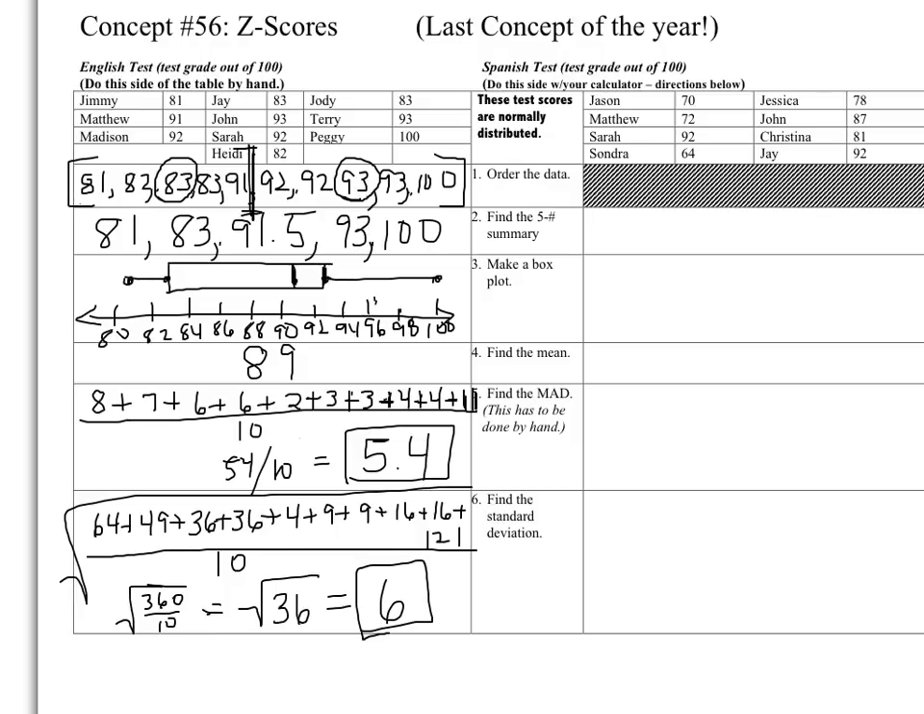Box plot, pretty self-explanatory. I just wanted to remind you that your box plot goes above a number line. You just don't put your 5 numbers anywhere you want to on the number line. You have to actually make a number line.